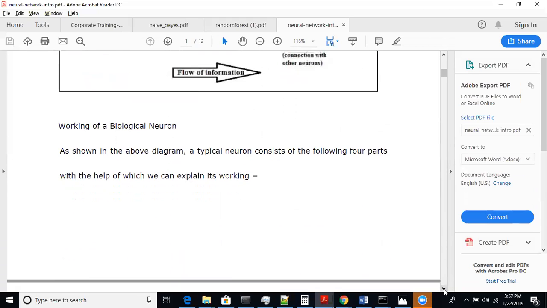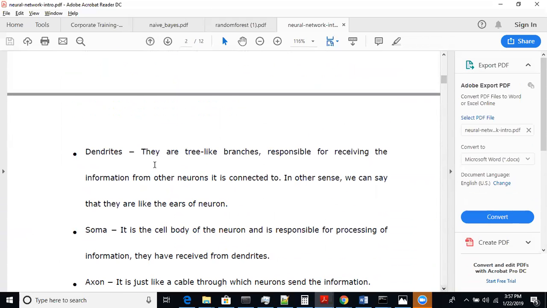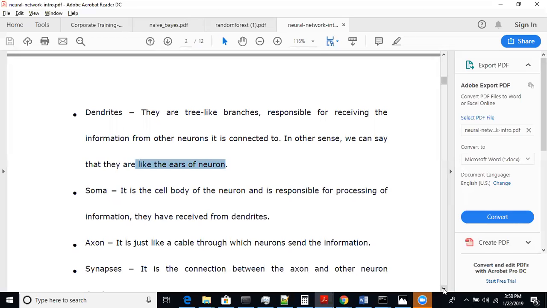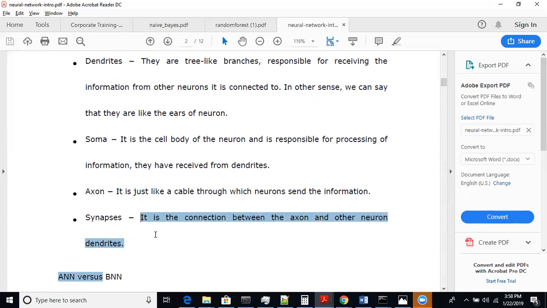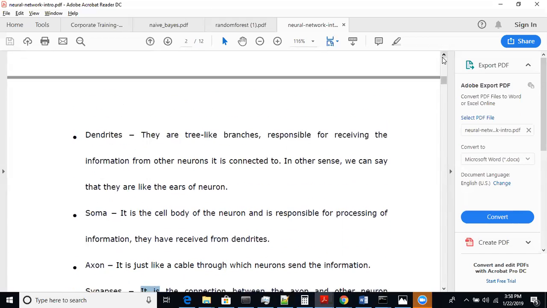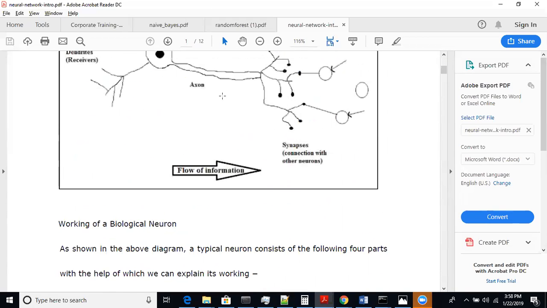The terminologies are like that. Dendrites are tree-like branches responsible for receiving information from other neurons. We can say they are the ears of the neurons, so they get the information from the outside. The soma is the cell body of the neuron, responsible for information processing. The axon is like a cable through which neurons send the information, so here the chemical flows. The synapse is the connection between the axon and the dendrite of the next neuron. So this is the synapse.